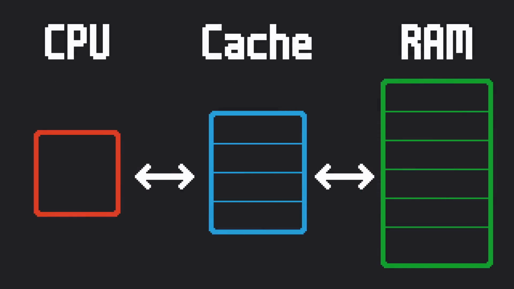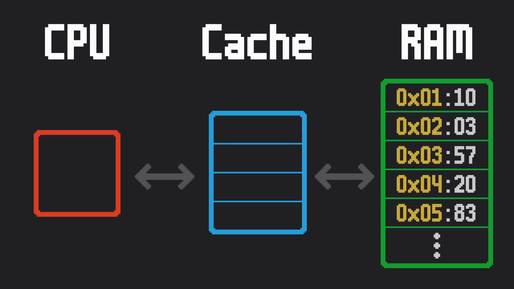Something important to know about the cache is that it's not really its own storage. The purpose is to be a bridge between RAM and the CPU. Let's take a look at a really simplified example of memory to see how this works. On the right-hand side, we have RAM. You can think of RAM as a list of cells, each cell holding some data. Every cell has an address associated with it, the yellow numbers in this diagram.